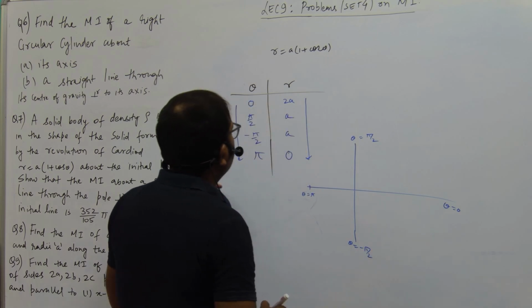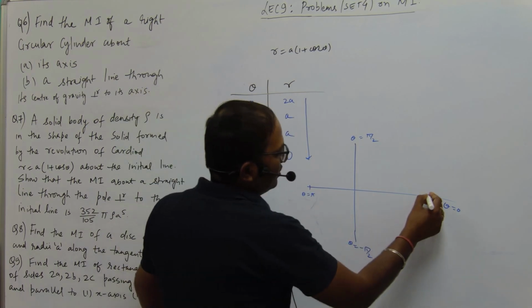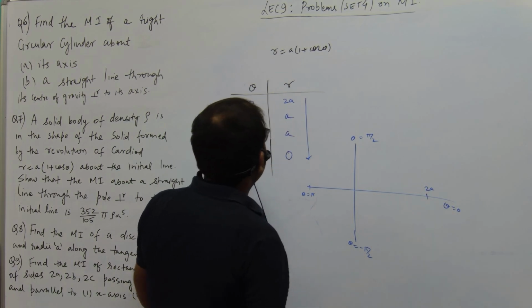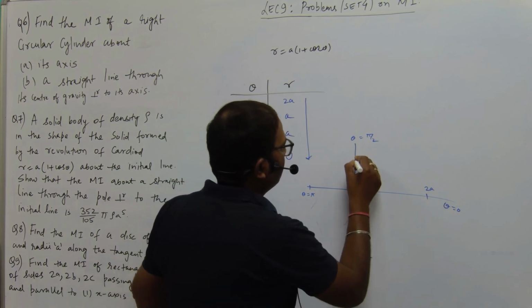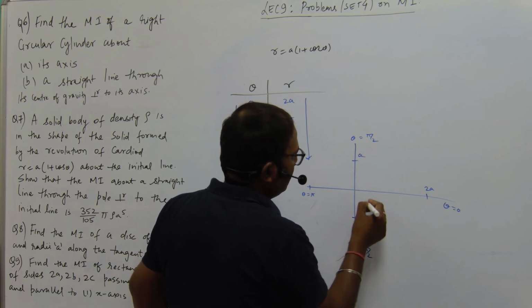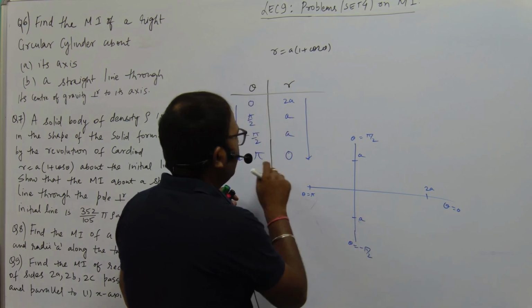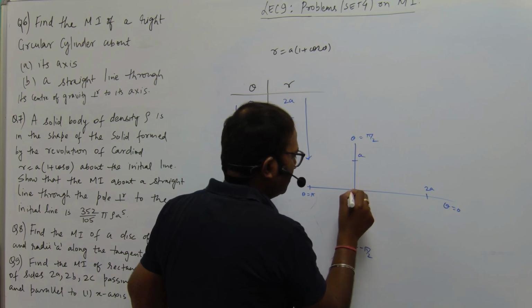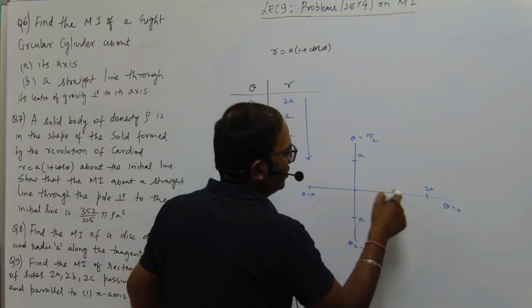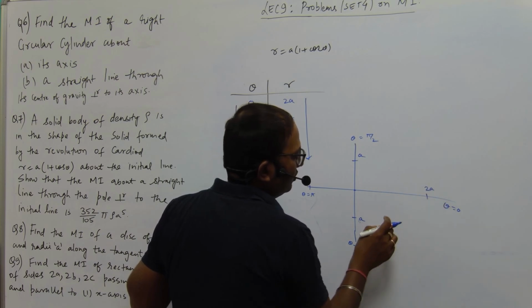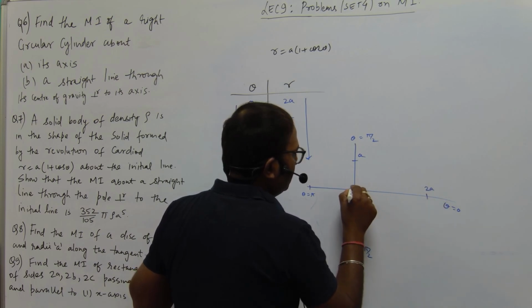So when theta is equal to 0 degree, we have the value of r as 2a. When theta is equal to pi by 2, r is equal to a. When theta is equal to minus pi by 2, this is a. When theta is equal to pi, this is 0. So the value of r at this point is 0, and when theta is equal to 0 degree, r is 2a. So obviously this will go like this.